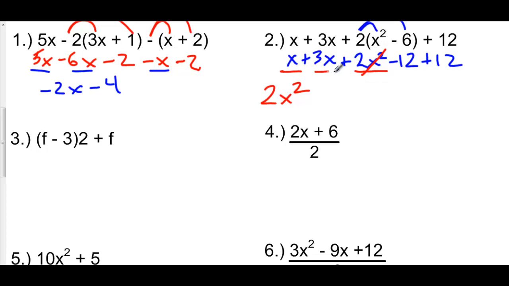Then let's look at the x's right there. 1 plus 3 is 4x. And notice here, the 12s cancel each other out. One's negative, one's positive. So if I add them together, you don't get anything. So there we go there.